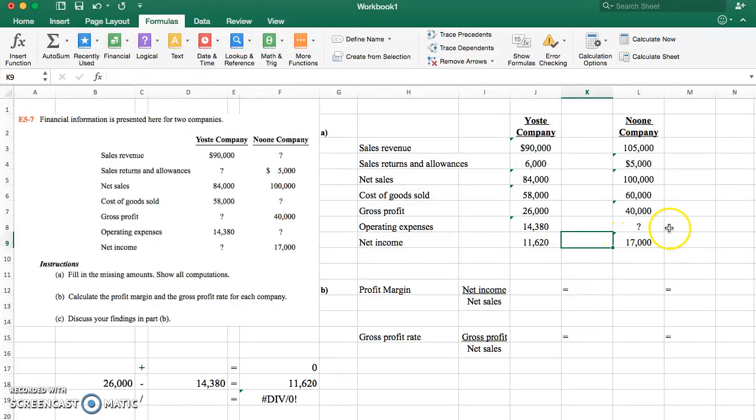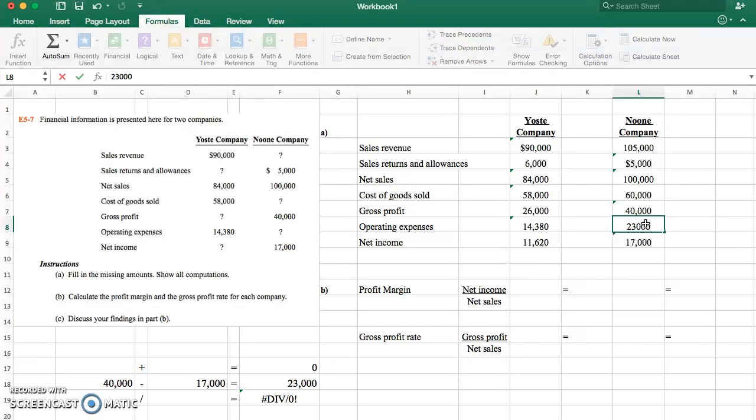For Noon Company, we were given our gross profit of $40,000, and we know our net income is $17,000. So we take our gross profit of $40,000 and subtract the net income of $17,000, which gives us total operating expenses of $23,000.